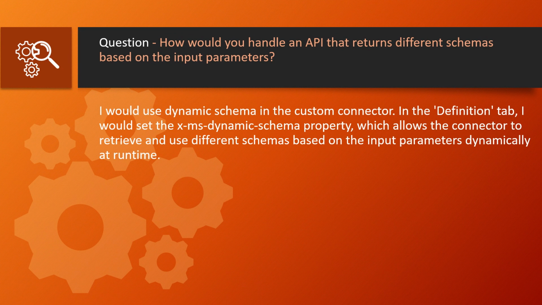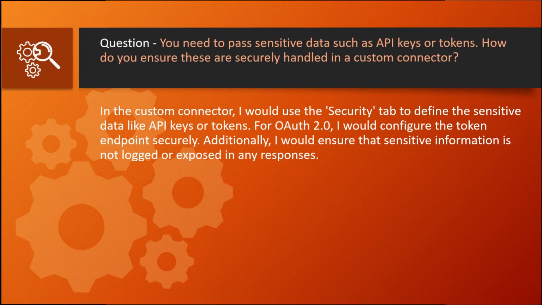How do you handle an API that returns different schemas based on the input parameter? So in this case, I would use a dynamic schema in the custom connector, and in the definition tab, I would set the x-ms-dynamic-schema property. Setting this property will allow the connector to retrieve and use different schemas based on the input parameter dynamically.